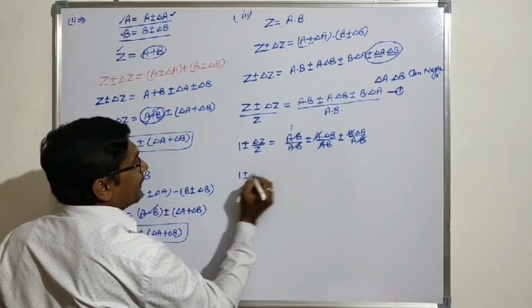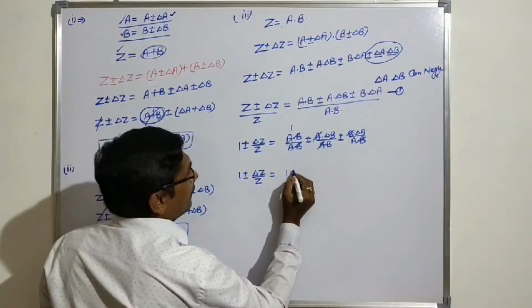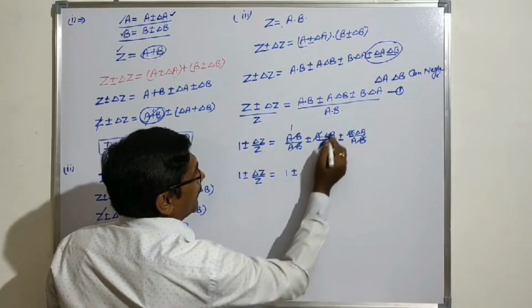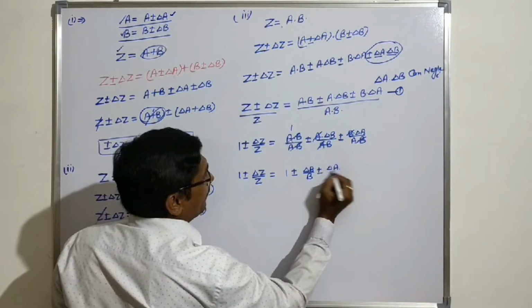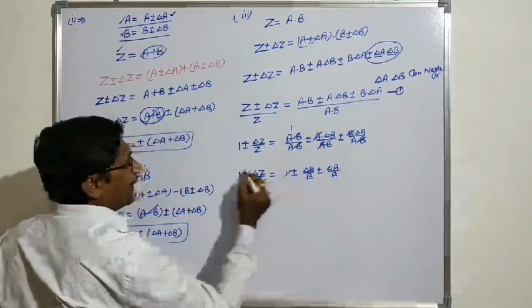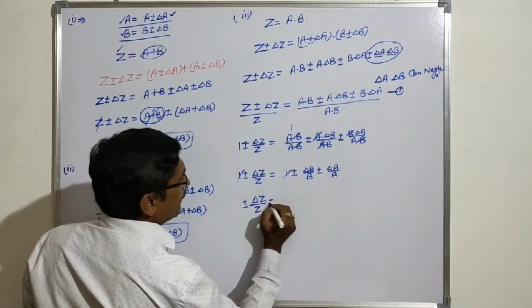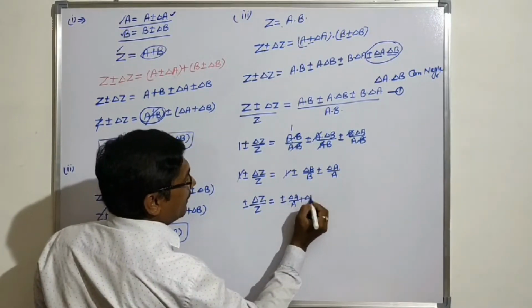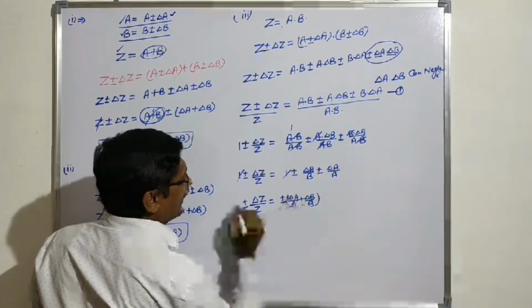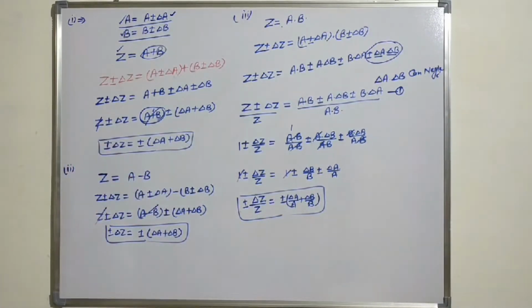So we get 1 plus minus del Z upon Z is equal to 1 plus minus del B upon B plus minus del A upon A. 1 and 1 cancel, so del Z upon Z is equal to plus minus del A upon A plus del B upon B. This is the mathematical operation, multiplication of errors.